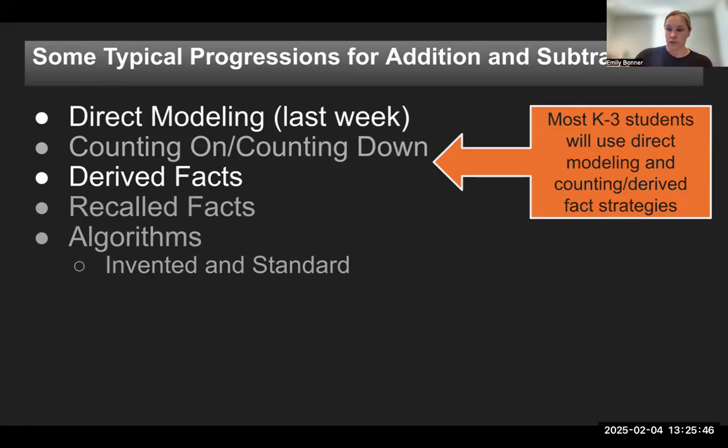But if you're following this progression, then what you're going to see is that if they've had the experience with modeling, they've had the experience with counting on, counting back, the derived facts they will remember because they're based in a really solid conceptual understanding. If they just learn the facts without all of those experiences before, they're going to be hard to retain. Okay. Then after that, you're going to get to recalled facts, which is where they just know the fact, and then algorithms, which we're going to talk about later in the semester when we talk about place value.